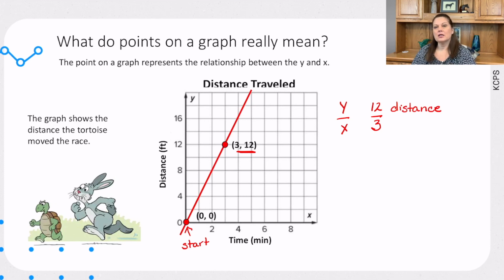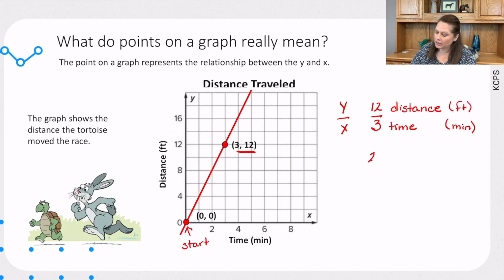Now, you don't want to say distance per time. You really want to use the units that they're talking about. So my distance in units is going to be feet, and my time is going to be minutes. So when I say 12, I'm going to use the label feet, and when I say 3, I'm going to use the label minutes. Remember that fraction bar means per, so I'm going to say 12 feet per 3 minutes. Now that still sounds kind of funny because it's not in unit rate.